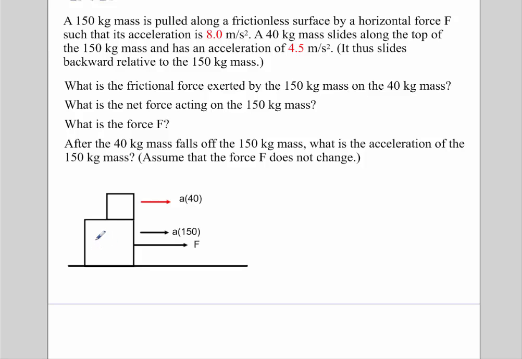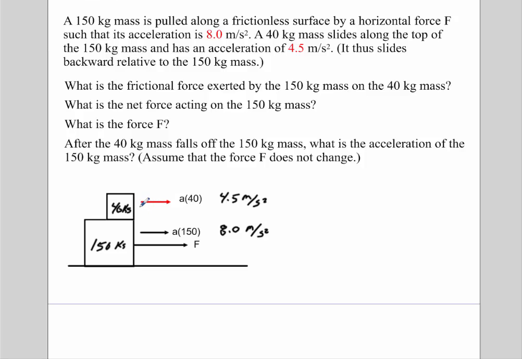I have a 150 kilogram mass sitting at this point right here on a frictionless surface. On top of that is a 40 kilogram mass sitting here. The 40 kilogram mass is accelerating to the right at 4.5 meters per second squared, and the 150 is accelerating at 8 meters per second squared. So they have different accelerations.